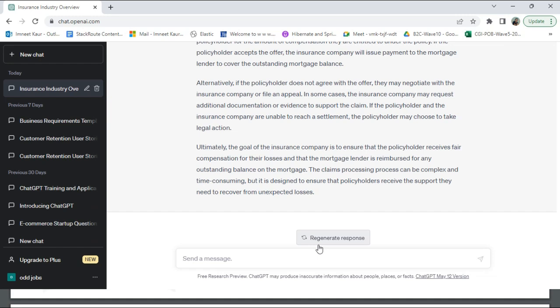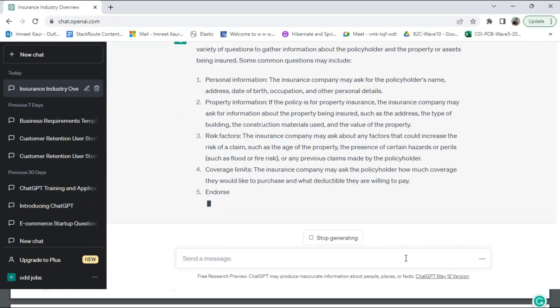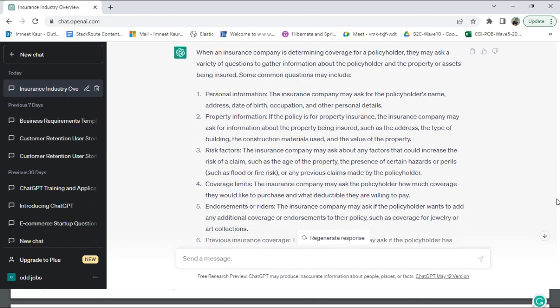So now let us ask ChatGPT if it can tell us some of the questions that are asked when determining coverage. So let me ask, what kind of questions they would ask when determining coverage. So you can just go through the information. So these are the details like personal information, property information, risk factors, which is required to determine the coverage.